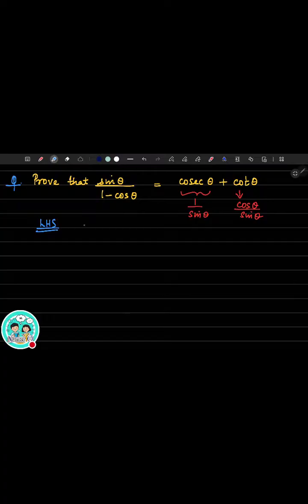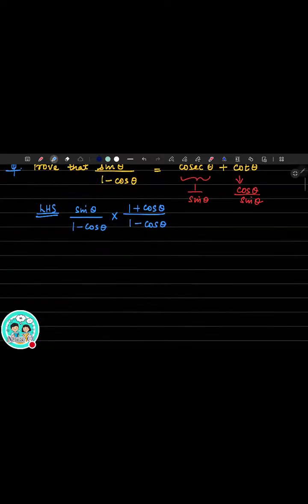You are given sine theta divided by 1 minus cos theta. Multiply numerator and denominator by 1 plus cos theta, so that you can apply the formula 1 minus cos square equal to sine square. So now when you are solving the denominator, you have a plus b into a minus b, which is a square minus b square. So 1 minus cos square theta.